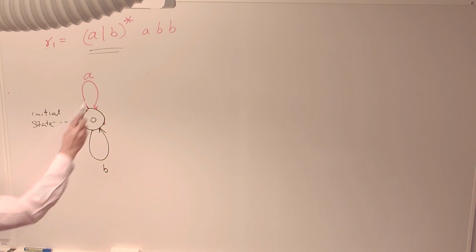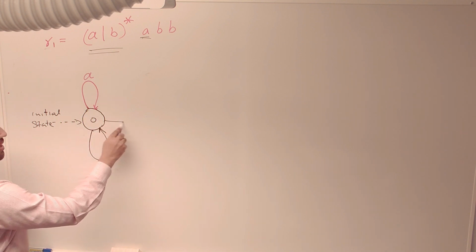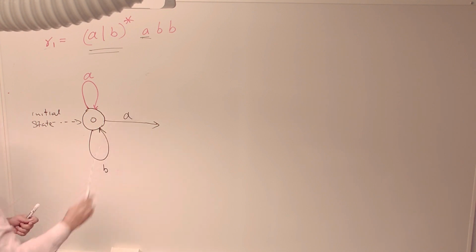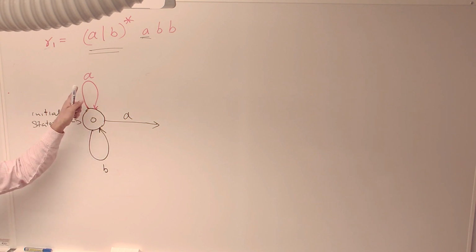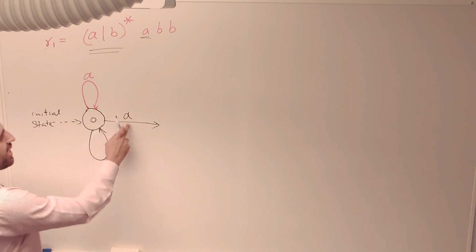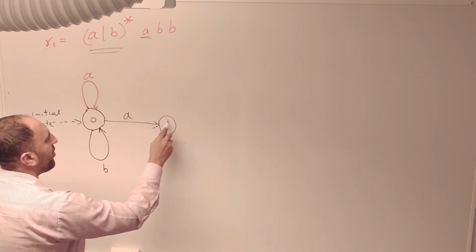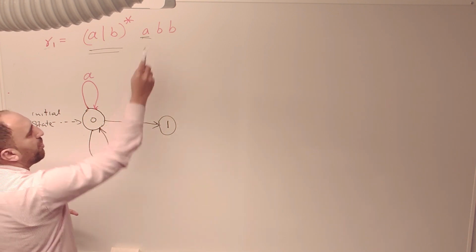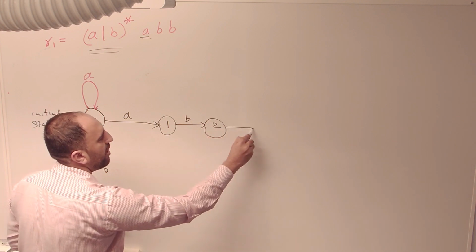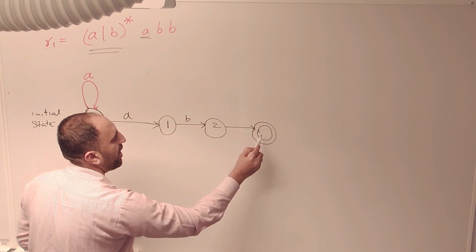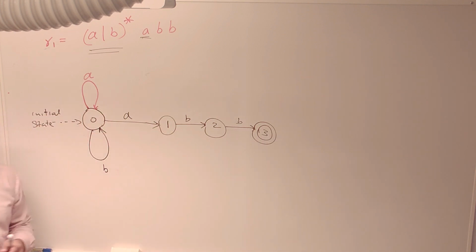And then afterward, what is the next? We need a path for the symbol A, not from the initial state. After some number of A's and B's, there must be some path with the A that should lead to the end of the word. So I take an A and then go to a next state. And then from this next state, if I read B, it should take me to another, and then to the final state, with BB.